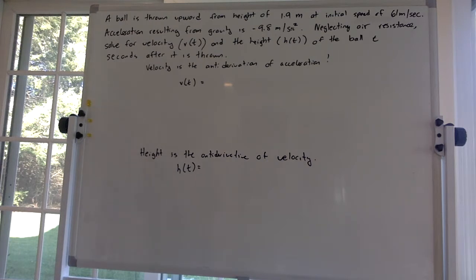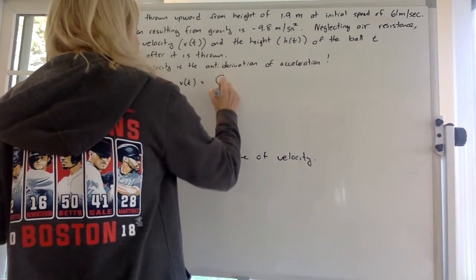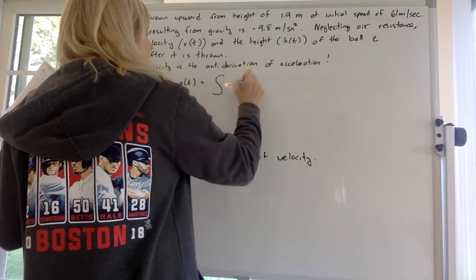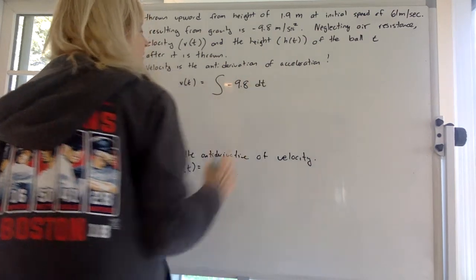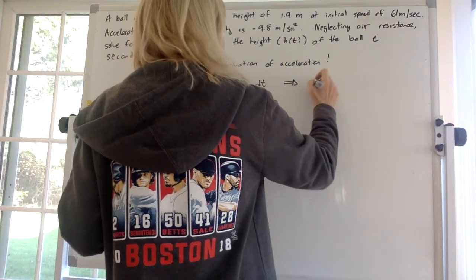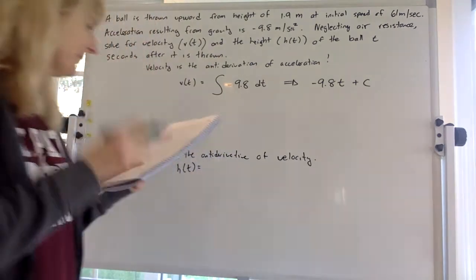So the first thing we've got to figure out, let's do velocity first. Velocity is the antiderivative of acceleration. So what does that mean? We have to take the antiderivative of acceleration, which is the same thing as integration. And what was the acceleration? Negative 9.8 dt. Right? So what do we get when we integrate that? We get negative 9.8 t plus that constant c.